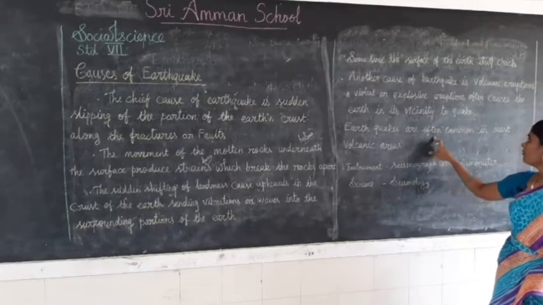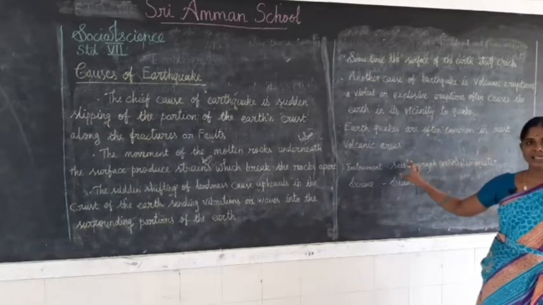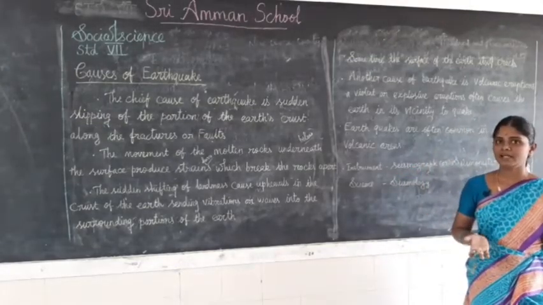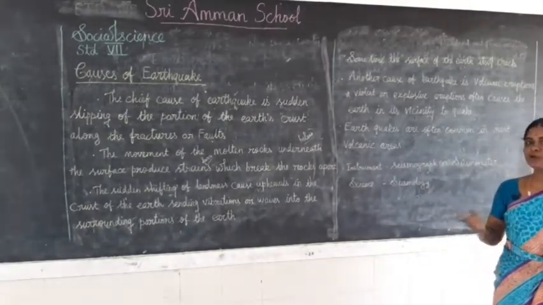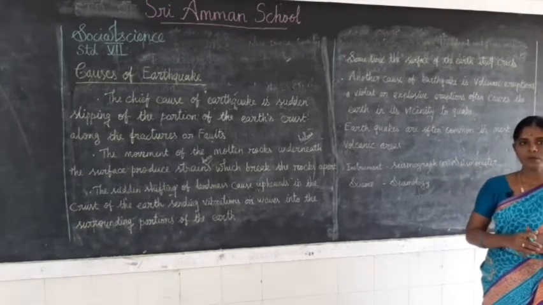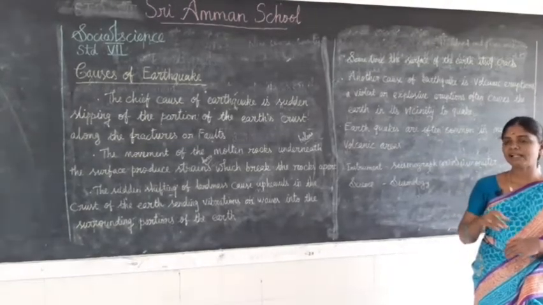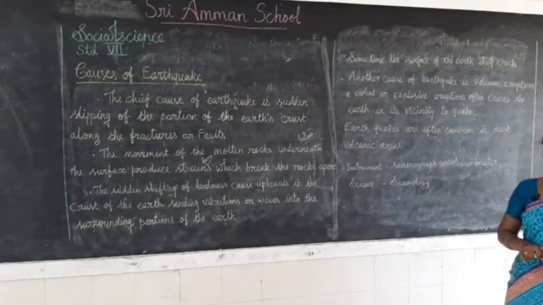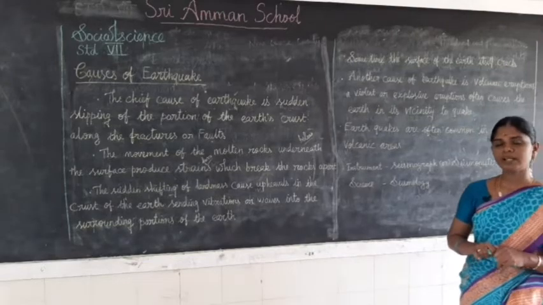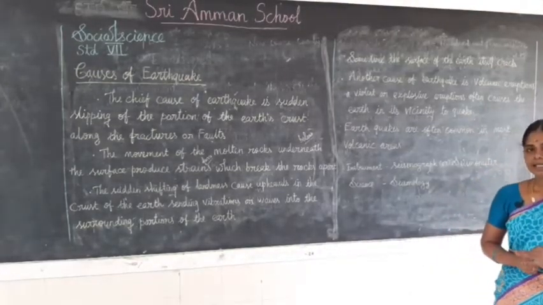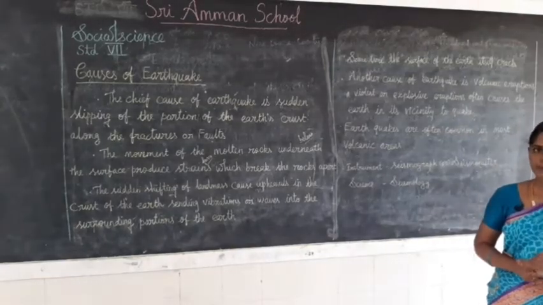Earthquakes are often common in most volcanic areas. So, earthquakes are most common in volcanic areas. The sudden explosive eruptions produce earthquakes in the nearby areas of volcanoes. The instrument to measure the earthquake is called a seismograph or seismometer, and the science that deals with the earthquake is called seismology.